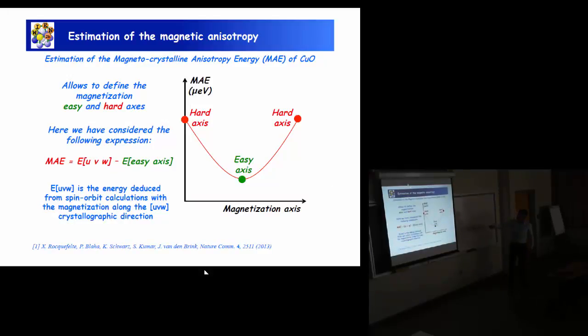So here is an example. You have the magnetocrystalline anisotropy as a function of the magnetization direction. And you look at the curve, how it looks like, and for the minimum value, you will have the easy axis, and here you will have the hard axis. This will mean that if the easy axis, for instance, is along Z, the magnetic moments will all align along the Z axis of your crystal. It's easy to obtain.